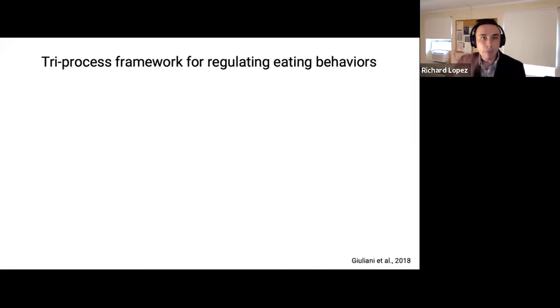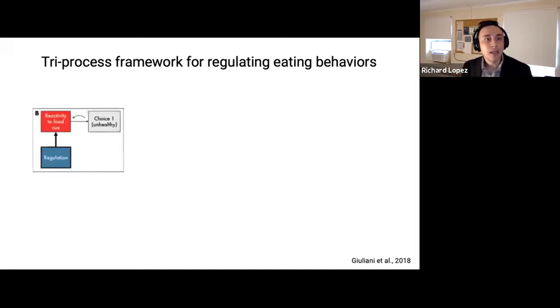To help anchor us theoretically, we used a newer model in thinking about how people regulate their eating behaviors. I'm just calling it a tri-process or three-process framework. Traditionally, if we have an unhealthy food, then we might have reactivity to that food, which will impact our choice. And if we're experiencing more motivation and desire for that food, we're more likely to eat it. And then maybe regulation kicks in and dampens the reactivity or dampens our urges, and then we're less likely to eat the food. So that was the framework for a long time.